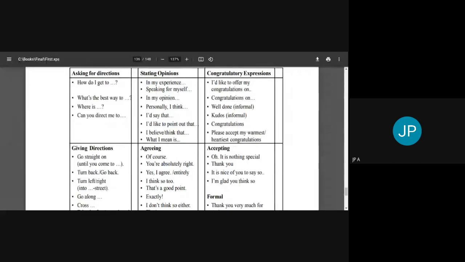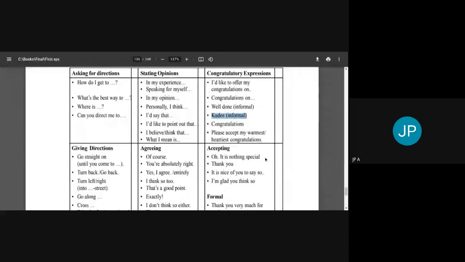So there are some congratulatory expressions which are given here. I would like to offer my congratulations on, well done, kudos. Kudos is informal. Okay. Well done is used in both formal and informal situations, but this is completely informal. Congratulations, please accept my warmest and heartiest congratulations.